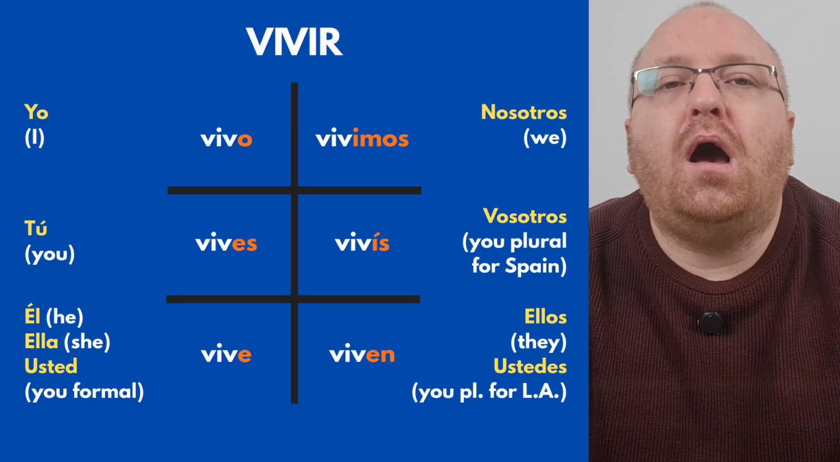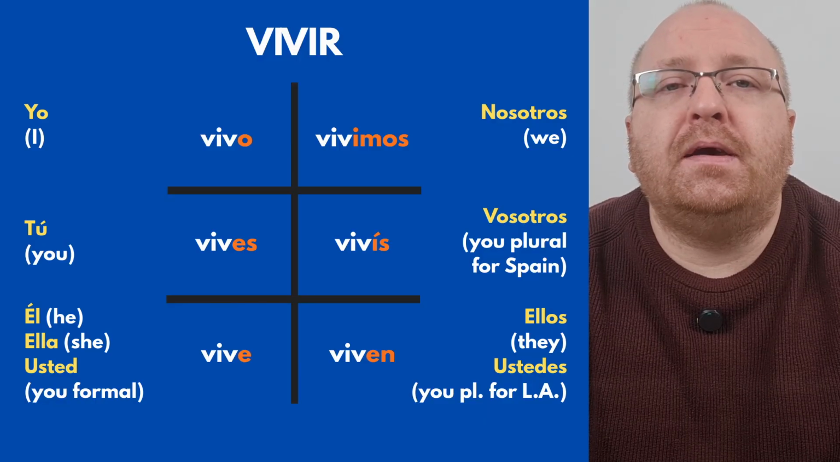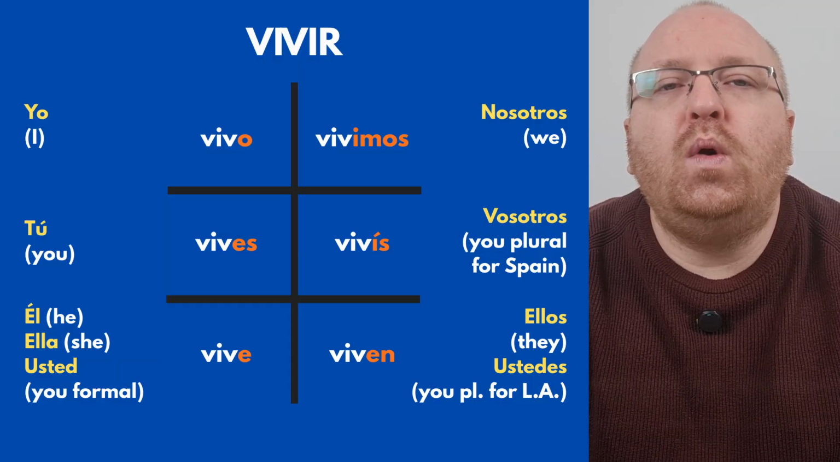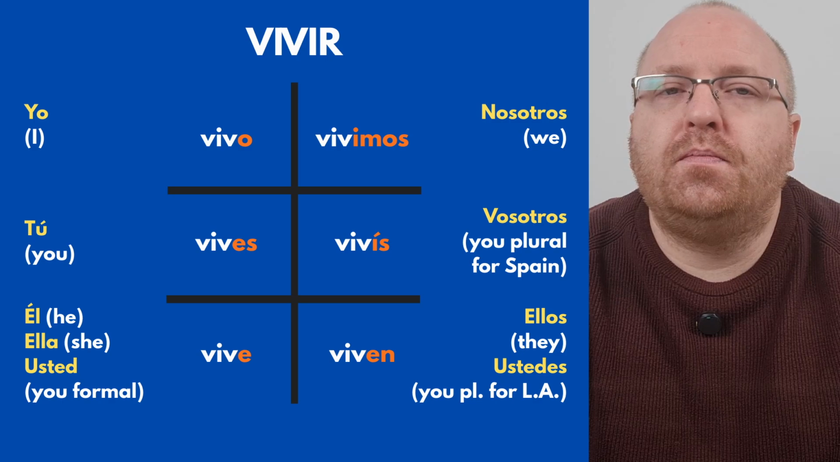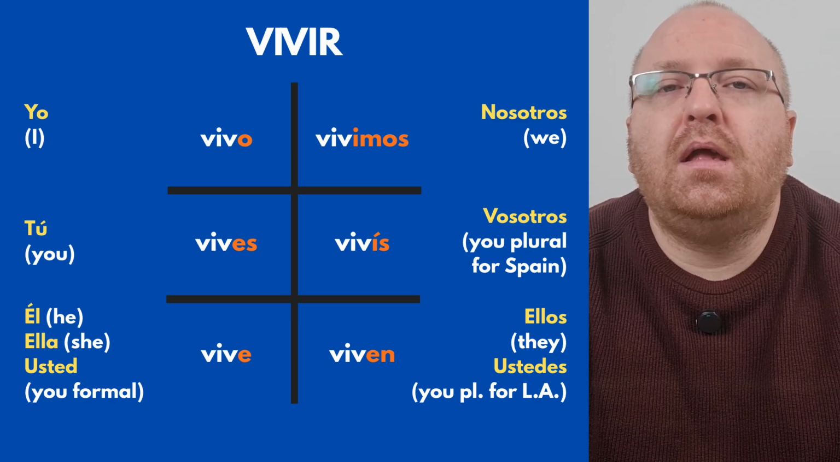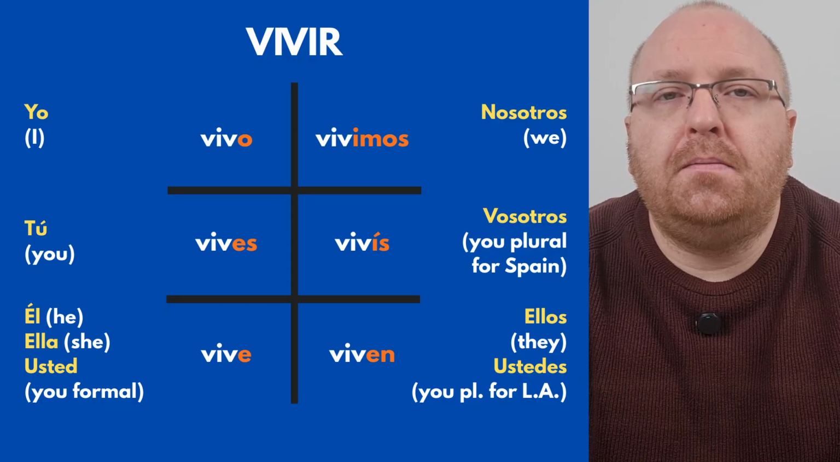So we have I live, vivo. You live, vives. He or she lives and you formal live, vive. We live, vivimos. You live, plural for Spain, vivís. They live and you live, plural for Latin America, viven.